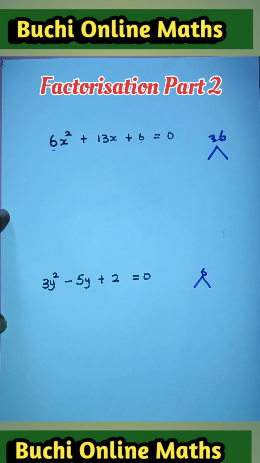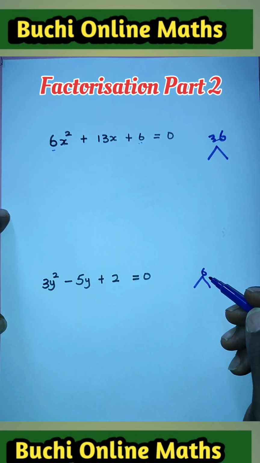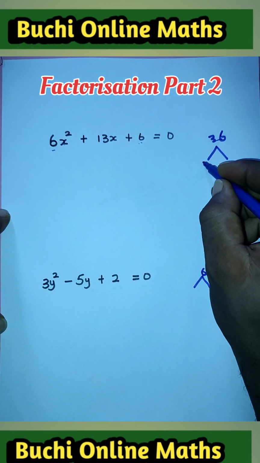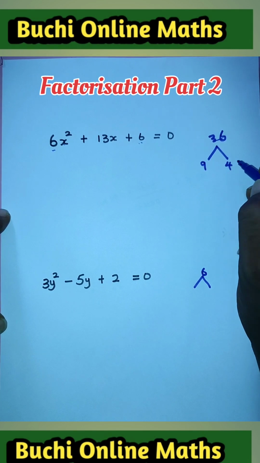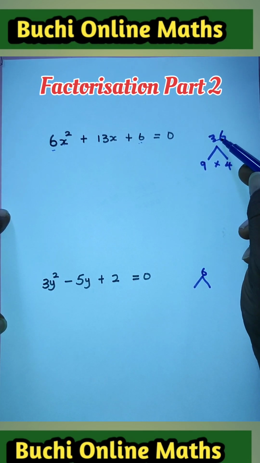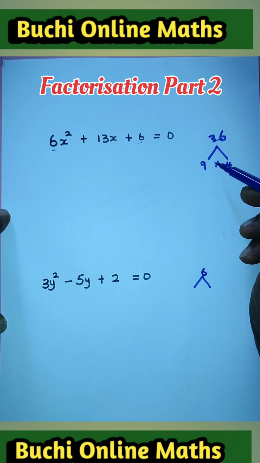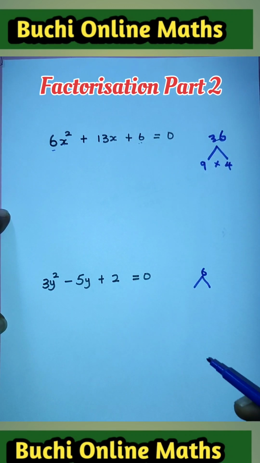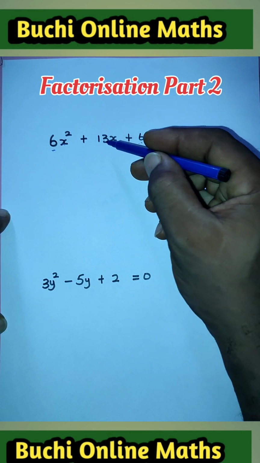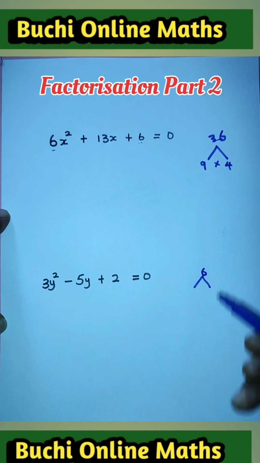Next thing is to look for two factors of 36 such that when we add the factors, we will get plus 13. Now the factors that can give us that are 9 and 4, because we know that 9 multiplied by 4 will give us 36, and when you add 9 and 4, you will get 13. So we are going to replace 13x with 9x plus 4x.